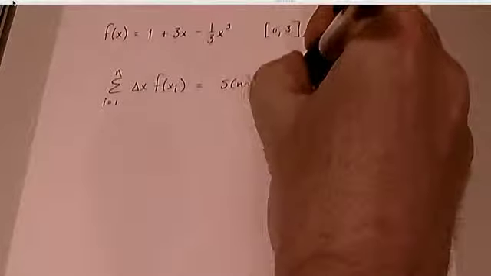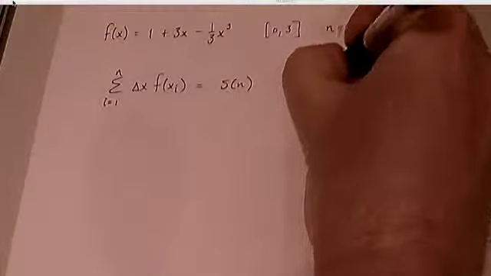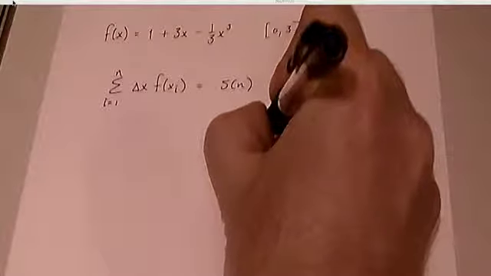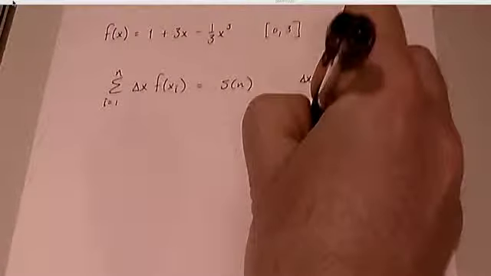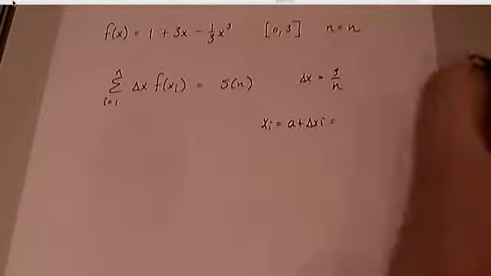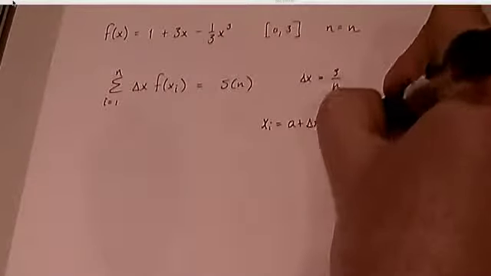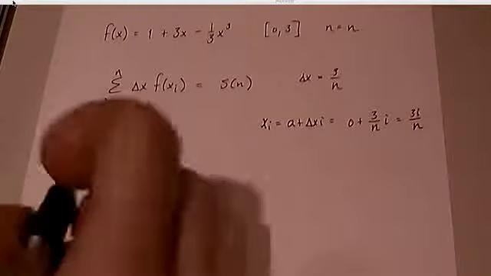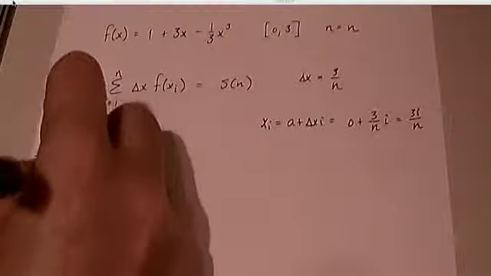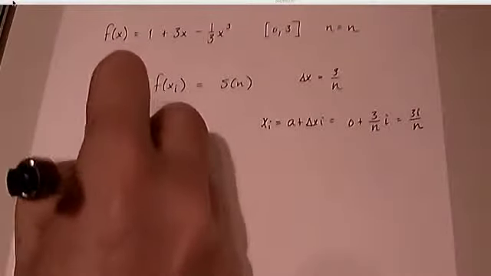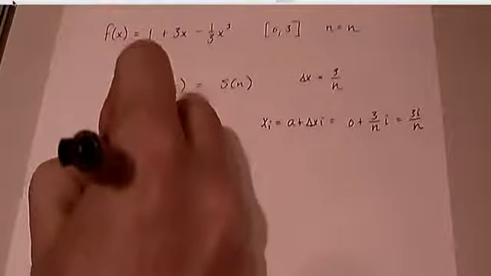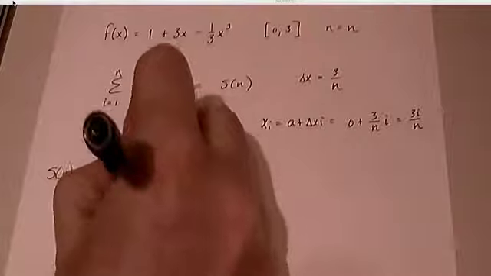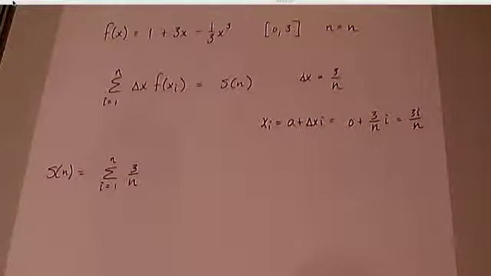Now, I know that delta x is going to be 3 over n. Okay? And I know that x sub i, being a plus delta x i, is going to be 0 plus 3 over n times i, or just 3i over n. Now, when I plug that in, I know that S of n is going to be the sigma from i is equal to 1 to n of delta x. That delta x, so 3 over n, is the width of all of the subdivisions.